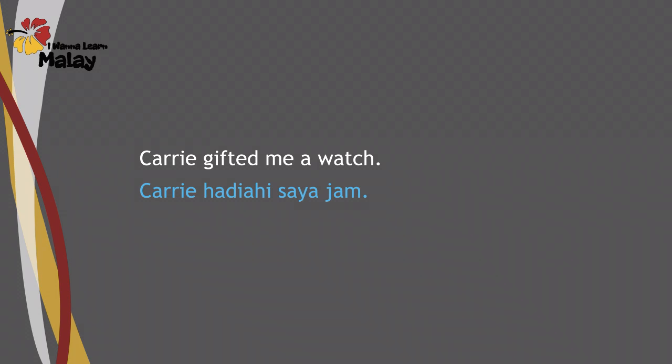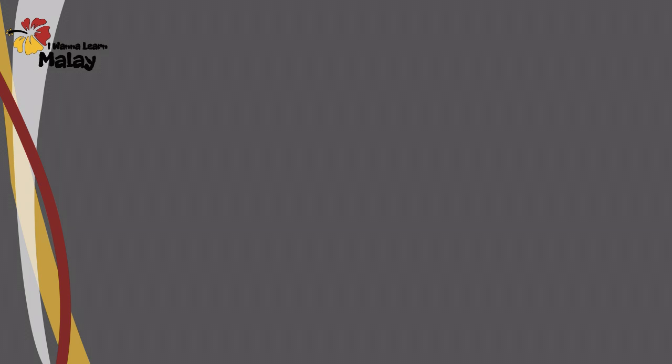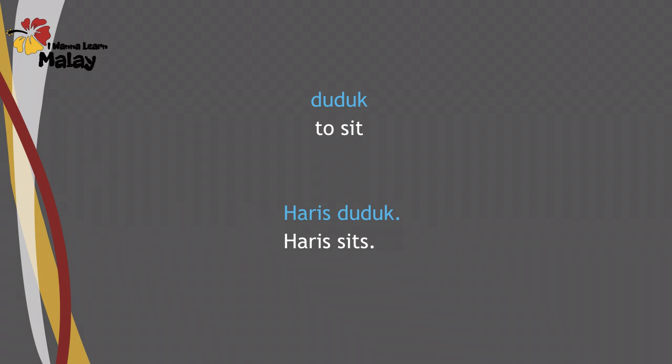Alright, one more point to make is that the indirect object can be the subject itself or the noun itself. How is this possible, you may ask? Now, this is mostly for intransitive verbs, verbs that could stand on its own. So, for example, the verb duduk, which means to sit. Haris duduk. So it means Haris sits. And it doesn't need an object for the sentence.